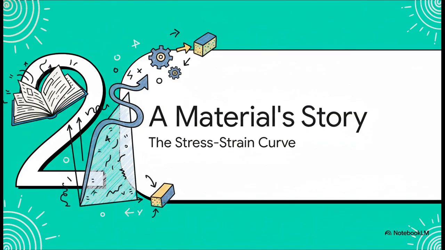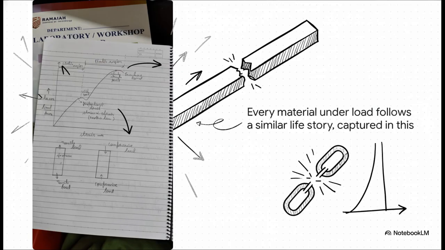All right, now that we've got the lingo down, we can actually read the material's story. And that story is told by something called the stress-strain curve. Think of it like a complete biography of a material under pressure, from birth to, well, the breaking point. And here it is. It looks simple, right? The vertical axis, going up, shows stress, how much force we're applying. And the horizontal axis, going across, shows strain, how much the material is deforming. As we trace this line, we're literally watching a material's entire life unfold.